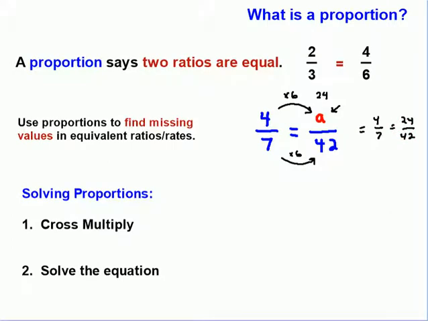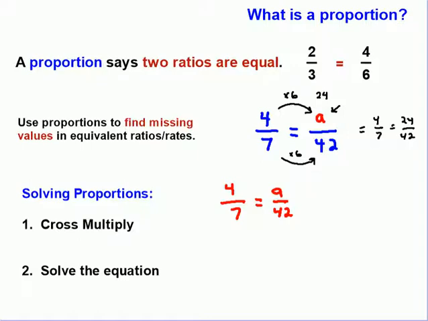Now, there is another way to solve this kind of problem, and that is what we call cross-multiplying. And we use the equations that we learned in a previous unit to solve this. So let's take a look at this proportion again, and we'll look at it using this new way to solve it. 4/7 is equal to A over 42. Now, the first thing we're going to do is what we call cross-multiplying.